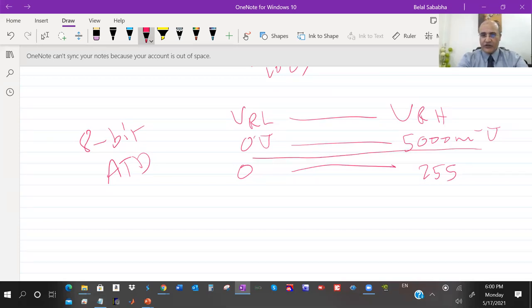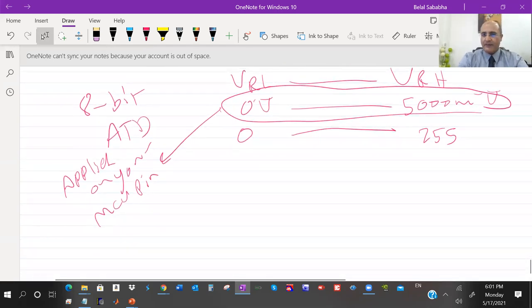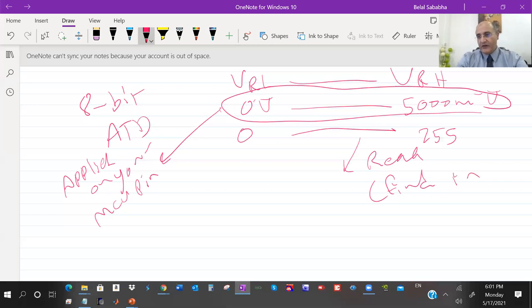In real life, this voltage is already applied on your microcontroller pin, right? Analog pin. And this is the value you're going to read, that you're going to find in your data register. So this is what I have, and this is what I want to know as a controller. Imagine you are the controller. You're going to go read a value in a register that is somewhere between 0 and 255.